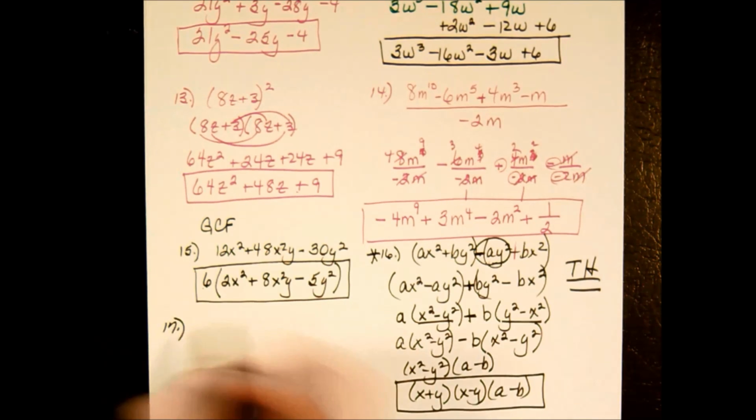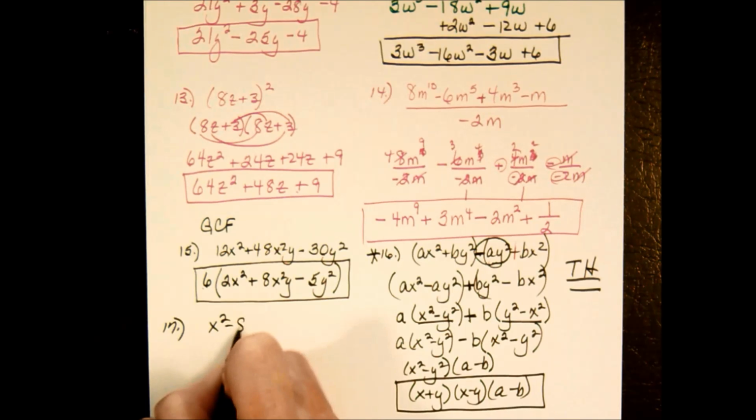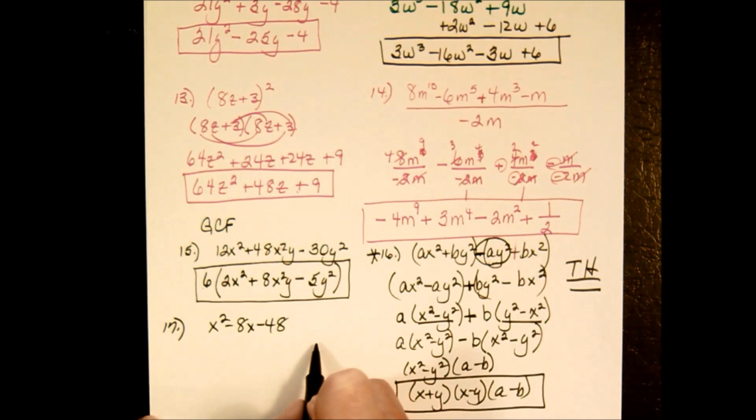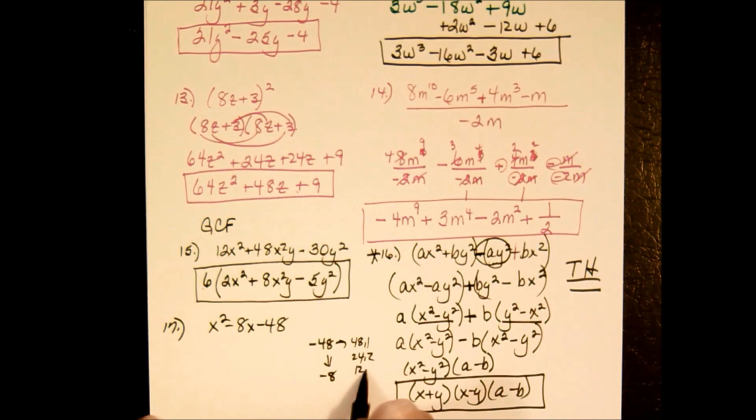Number 17, we have x squared minus 8x minus 48. That is a trinomial, short process. So, because of the 1, I'm looking for factors of negative 48 that combine to make negative 8. Well, 48 has a lot of factors. There's 48 and 1, 24 and 2, 12 and 3. We've got 6 and 6. I've got 4 and 12, and I think this is where I can get my 8.